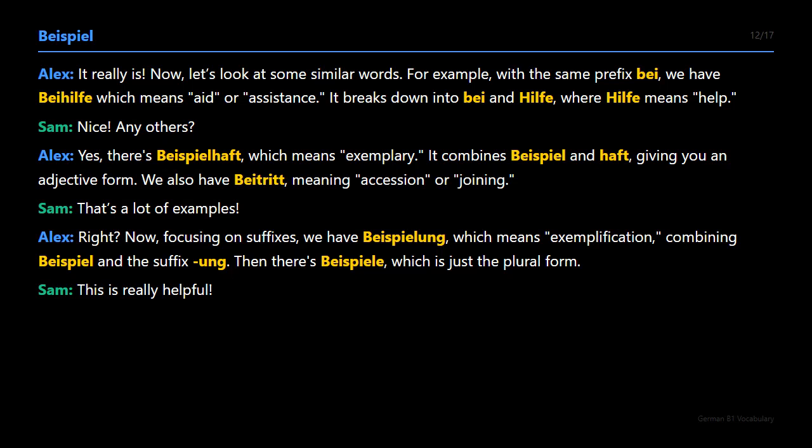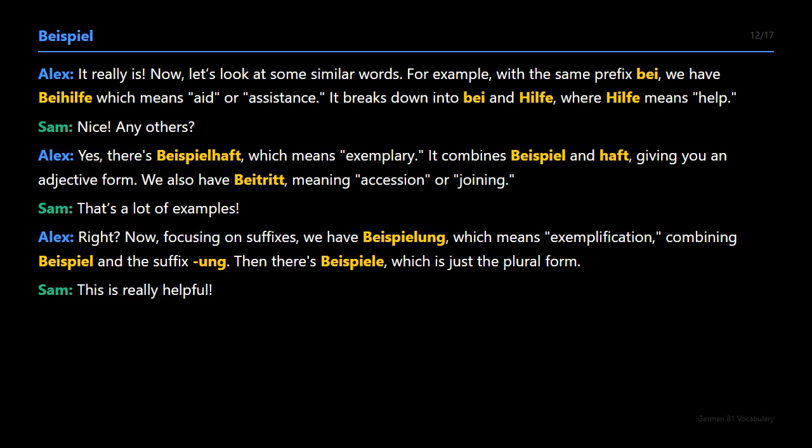Yes, there's Beispielhaft, which means exemplary. It combines Beispiel and Haft, giving you an adjective form. We also have Beitritt, meaning accession or joining.